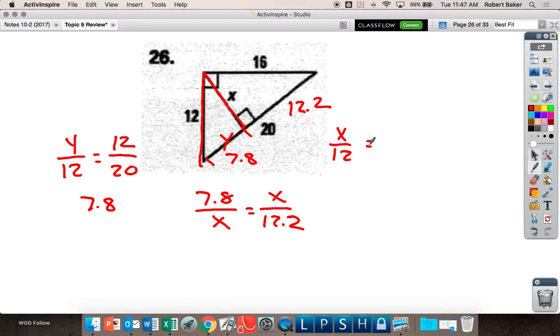16 over... 16 is the long leg? Yeah, 16 is the long leg. 16 over 20. It's 16 over 20. Oh, I see what you're saying.